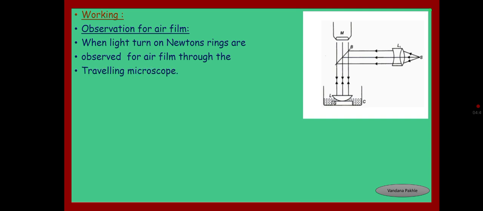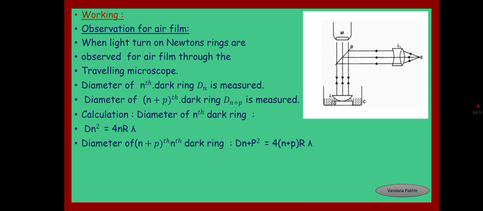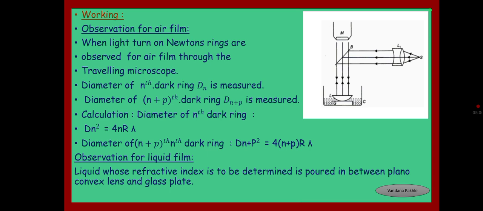When the light turns on, Newton's rings are observed for the air film through the travelling microscope. Just like the readings we took for wavelength, the same type of equations are used here also. The diameter of the nth and the diameter of the (n plus p)th dark ring is used here. Students, here nth has come by mistake. So remember, the diameter of the (n plus p)th dark ring is used here, so nth is by mistake.